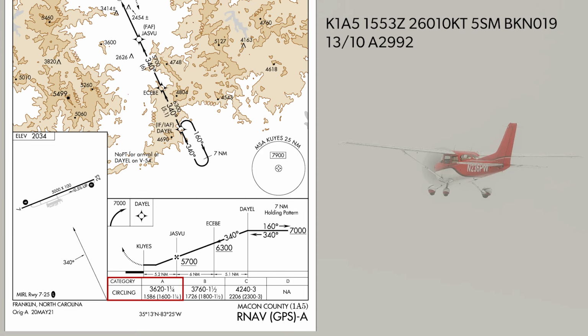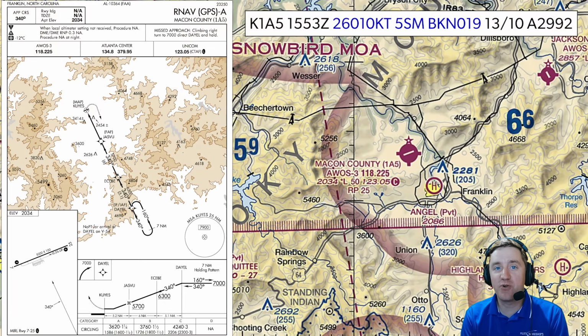Fortunately, the weather is marginal VFR. It's 1900 broken and 5 miles visibility with the wind 260 at 10. So we can essentially use this approach to set up nicely for a normal pattern to runway 25. But how normal will this arrival be really? Take a moment to pause the video and brief this approach and see if you can spot where the gotchas might lie.